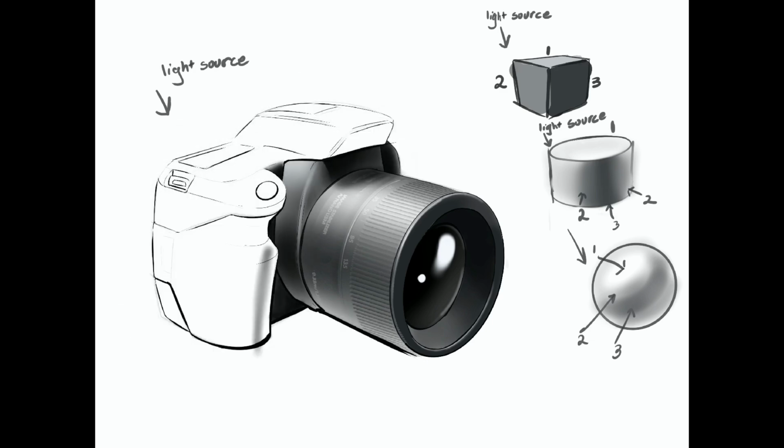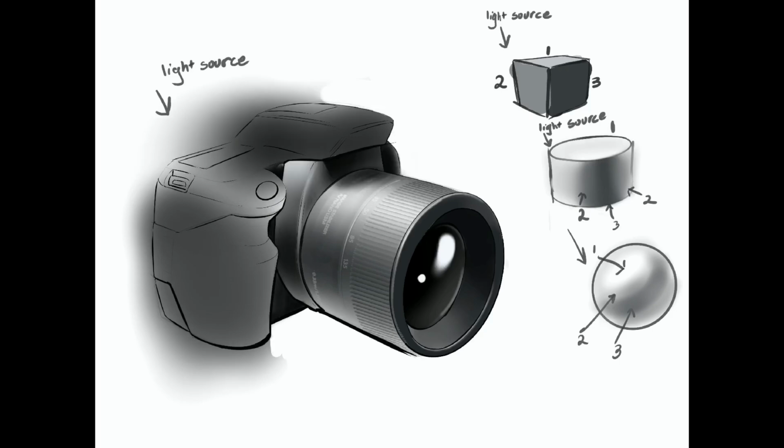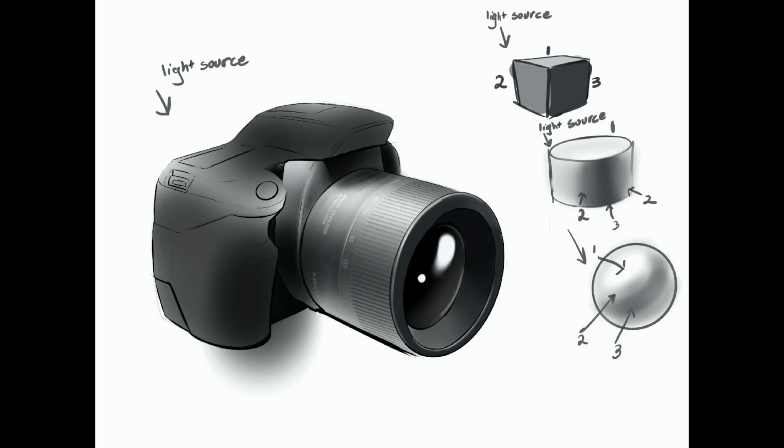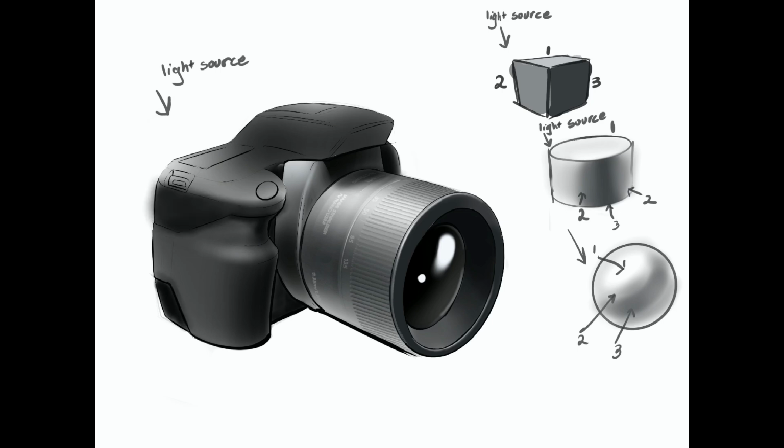I'm using my 1, 2, 3 values as a guide for how this is going to work. I'm doing a nice little cast shadow underneath the flash onto the lens. I'm starting to add the rest of this shading into the rest of the design, and I'm always following that 1, 2, 3 guide here. This handle right here is essentially a cylinder, so if you look to the right, that's how I'm going to shade it. And this is slowly starting to come along.